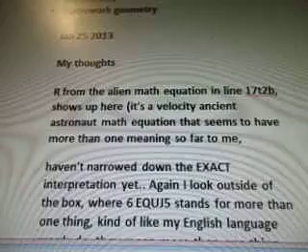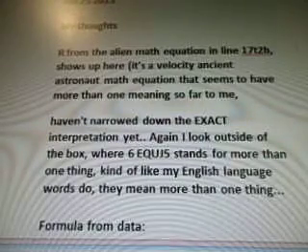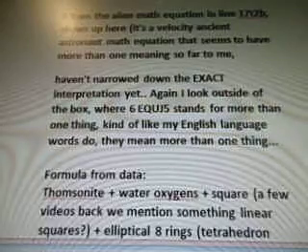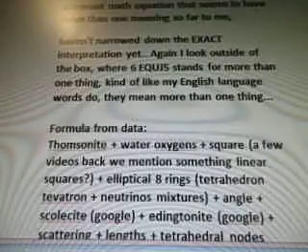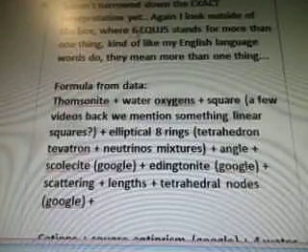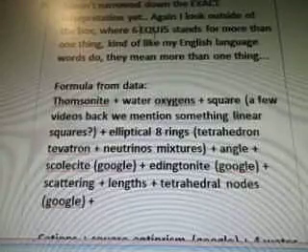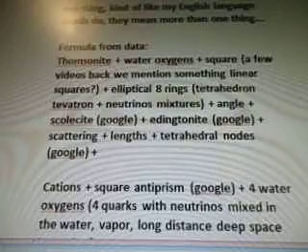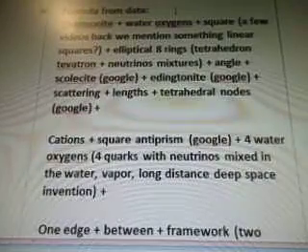My thoughts. R from the alien math equation in line 17T2b shows up here. It's a velocity ancient astronaut math equation that seems to have more than one meaning so far to me. I haven't narrowed down the exact interpretation yet. Again, I look outside of the box, where 60QUJ5 stands for more than one thing. Let's backtrack a bit. Kind of like my English language words do. They mean more than one thing, and that's a nightmare for some people when they try to learn the language.